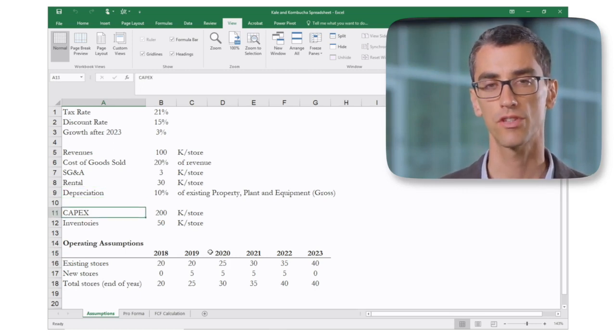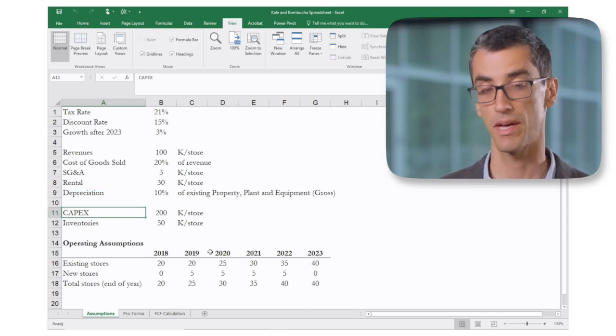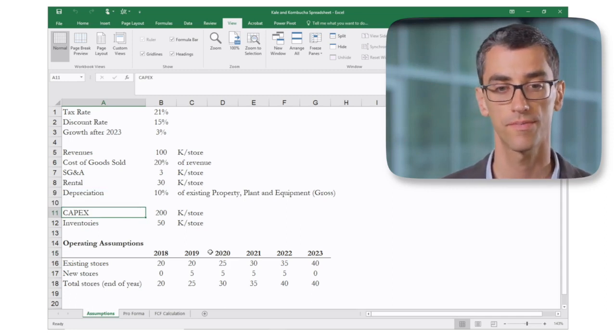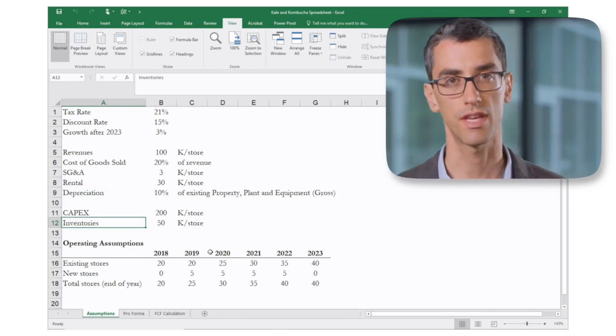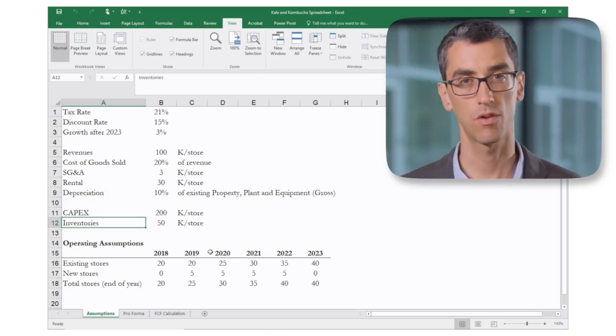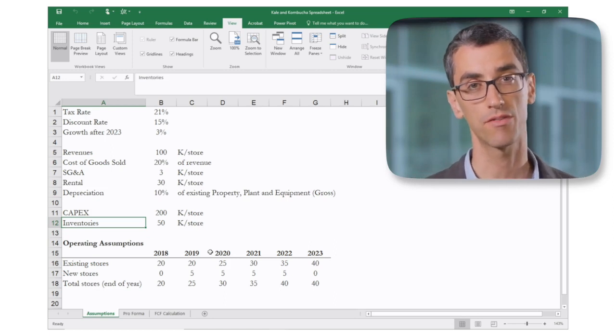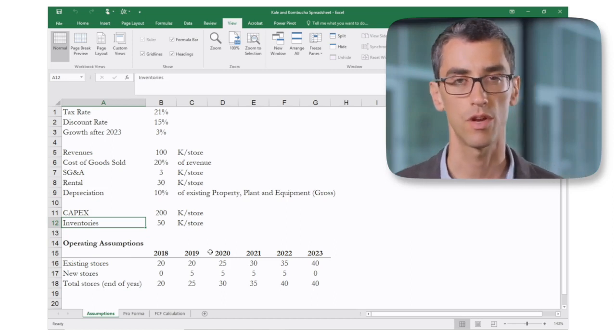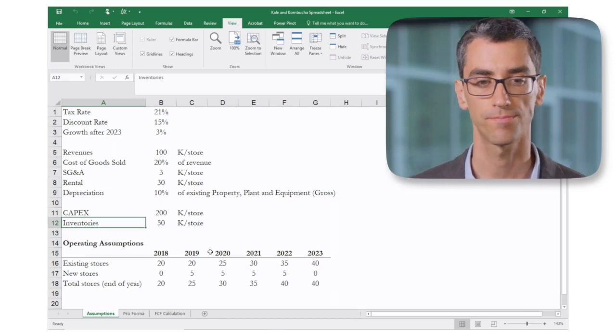Capital expenditures are $200,000 per store in order to build out each one of our stores, and inventories are $50,000 in total for each store. Again, I will be very precise about the timing of what is happening when we do all of our projections.